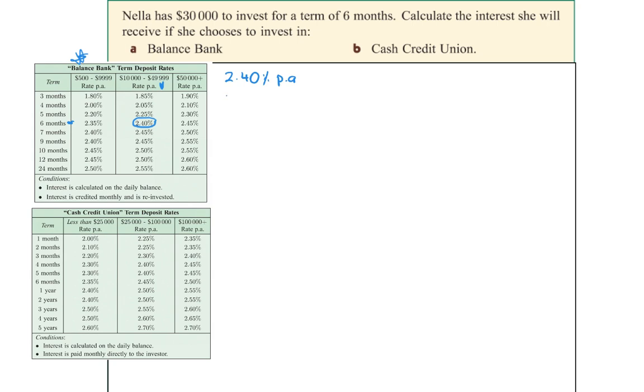But she's only investing for 6 months. And she's being credited monthly, and it's being reinvested. So those words should trigger off in your head that it's a compound interest formula.